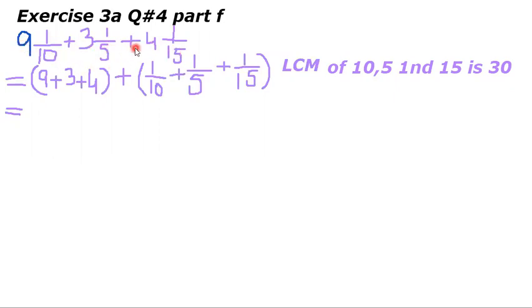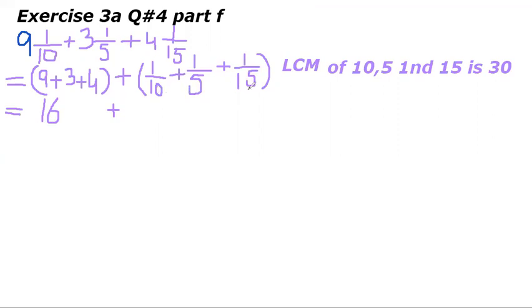We will add the whole number parts to each other: 9 plus 3 plus 4. These are the natural numbers 9, 3 and 4. We will add these whole number parts, and we will add the fractional parts 1 upon 10 plus 1 upon 5 plus 1 upon 15. First we will add the whole number parts. Let's add them: 9 plus 3 plus 4 gives us 16, plus, now we have to add the fractional parts.